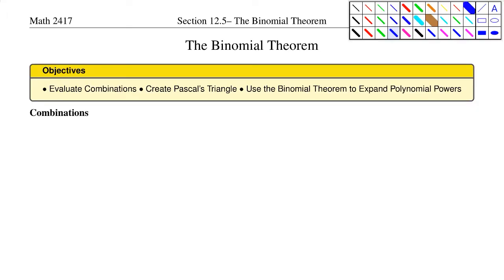In section 12.5, we study the Binomial Theorem. And to do that, we first need to talk about combinations. And to do combinations, we first need to review factorials. So remember what factorials are. If we have n factorial, then this is equal to n times n minus 1 times n minus 2 all the way down to 2 times 1. So it's the product of every positive integer less than or equal to n itself.